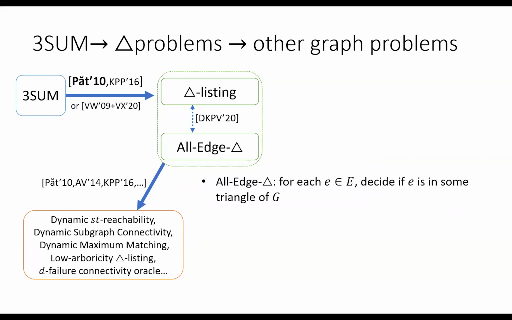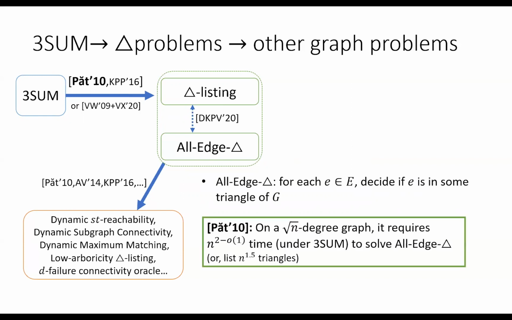Here, the all-edge triangle problem asks for each edge e in an undirected graph, whether this edge e is contained in some triangle of the graph. And Patrascu's result says that on a graph with maximum degree root n, it requires quadratic time to solve the all-edge triangle problem or the problem of listing n to the 1.5 triangles, assuming the threesome conjecture.